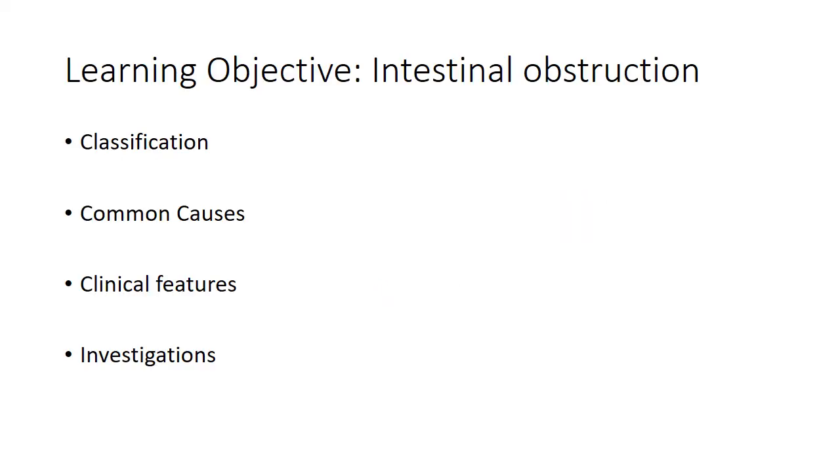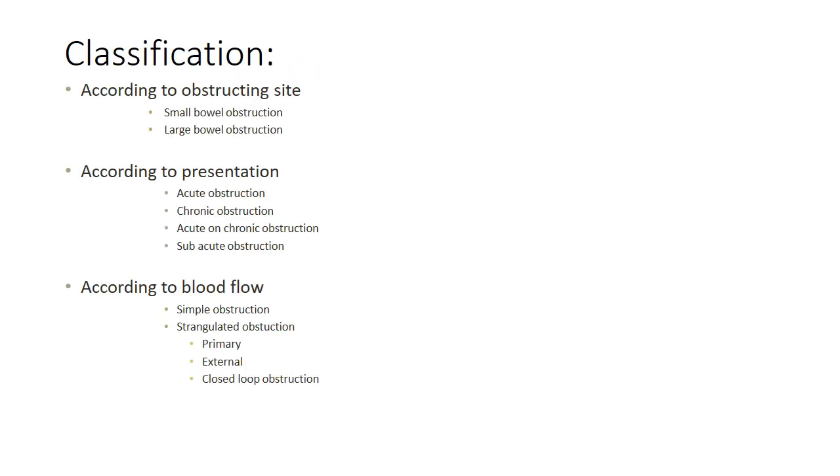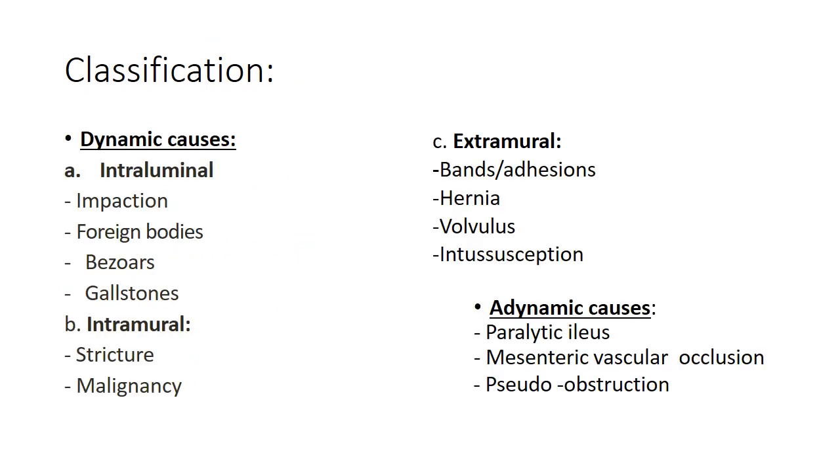Hello, good morning. Today we will learn about classification, common causes, clinical features, and investigation of intestinal obstruction. According to site of obstruction, it could be a small bowel obstruction or large bowel obstruction, and as per presentation, it can be acute, chronic, acute on chronic obstruction, or subacute obstruction. And on the basis of blood flow, it may be simple obstruction or a strangulated obstruction. And on the basis of peristalsis, it may be dynamic type or adynamic type.